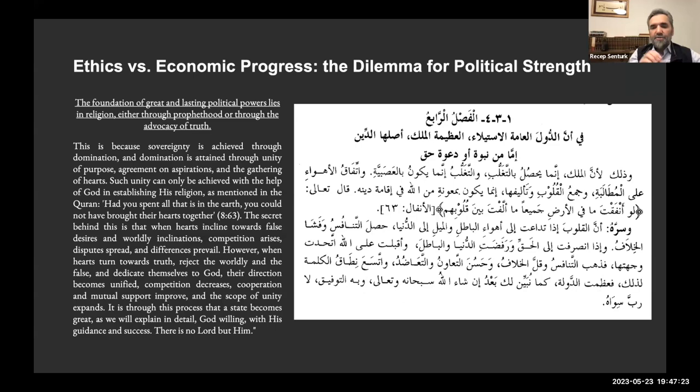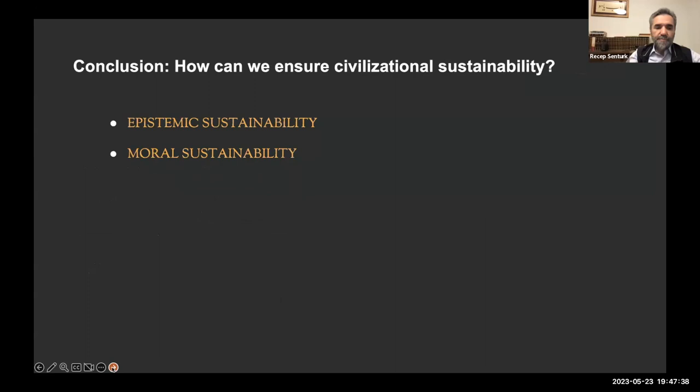So this paragraph explains Ibn Khaldun's view of what makes a state enduring or everlasting. In conclusion, I would like to pose this question: how can we ensure civilizational sustainability? How can we ensure political, social sustainability? If we carefully read Ibn Khaldun, he's reminding us that civilizational sustainability, political sustainability, economic sustainability requires epistemic sustainability. And by epistemic sustainability, I mean accepting wahi, divine revelation, as a source of knowledge, and being loyal to that knowledge.